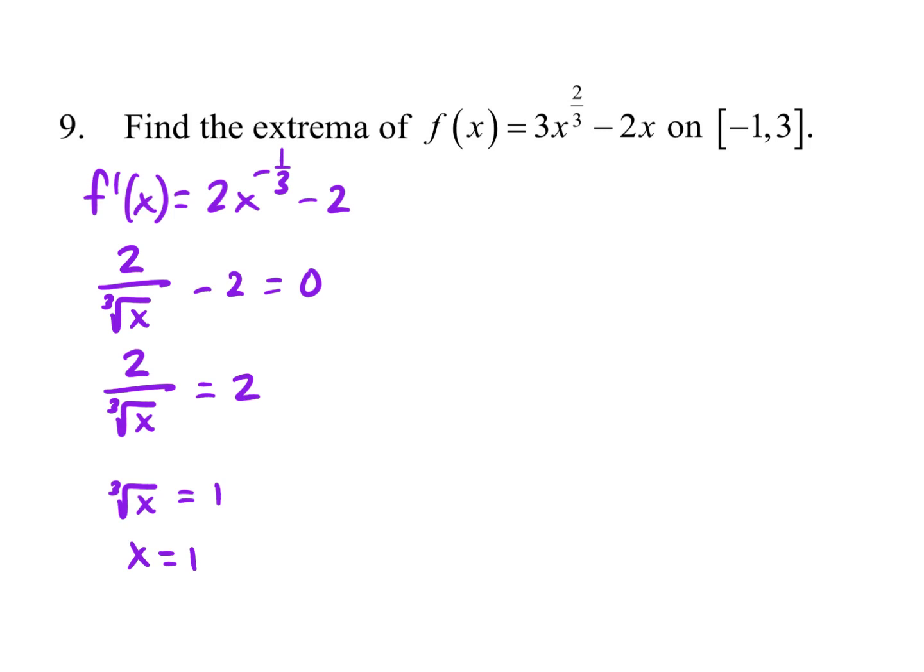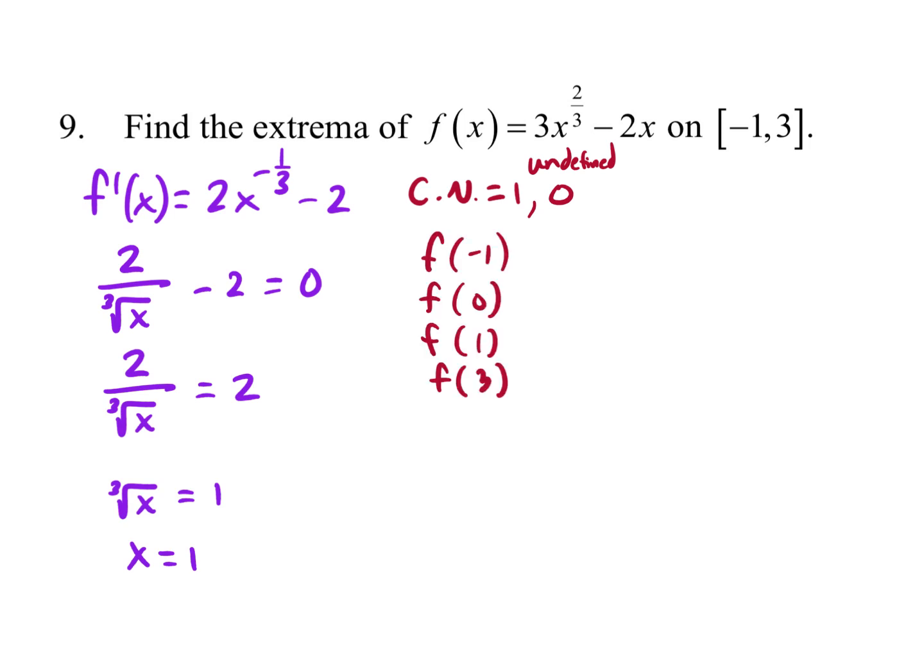And then, of course, what value would make this undefined? 0. Okay? So I have my 2 critical values, because 0 would make it undefined, my critical numbers. Okay. So I have to see what the value of the function is at 0, at 1, at negative 1, at 3, and then I'll be able to find the extrema, okay? And so that's sort of the next step in the process. And I just went ahead and listed them. All right, we're gonna have to find all 4 of those.